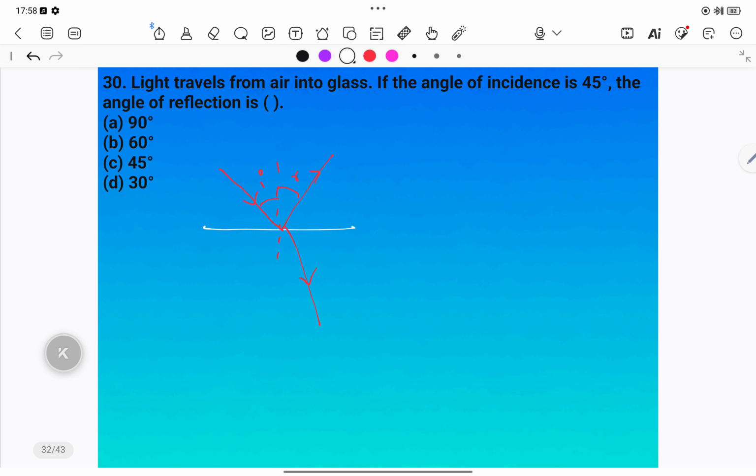So according to the law of reflection, angle I is equal to angle R. Here angle of incidence is given as 45 degree. So angle of reflection will also become 45 degree. So according to this, option C is correct.